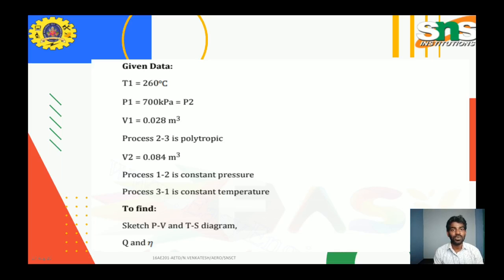The process 2 to 3 is a polytropic process, so the polytropic index n value is given, and the process 3 to 4, the final process, is a constant temperature process. These are the given data from our problem. So the find section is, first, to sketch the pressure-volume diagram and the temperature-entropy diagram, and second, the heat transfer Q and the efficiency eta.